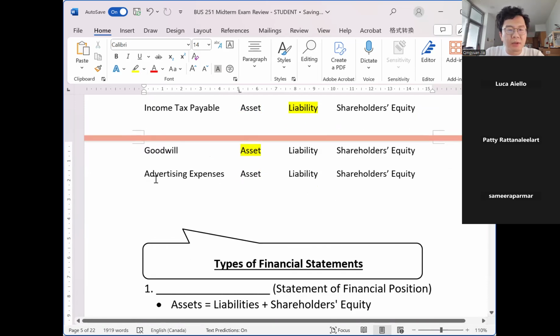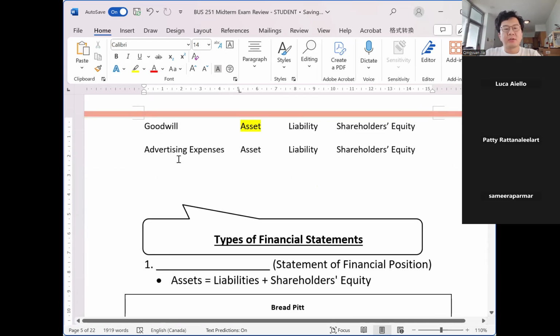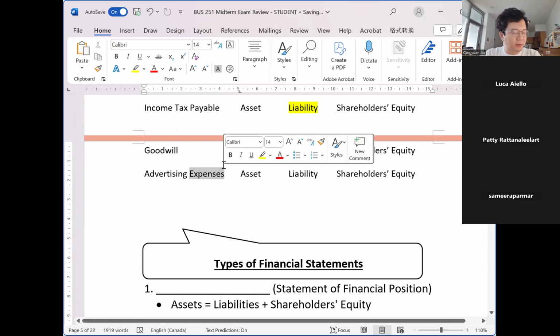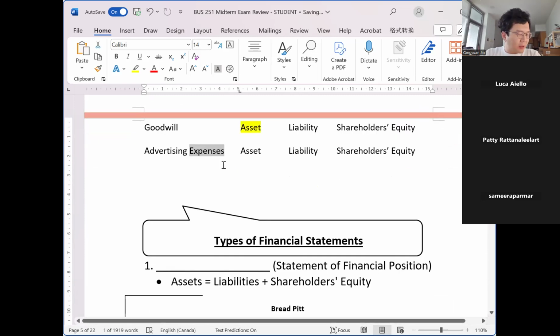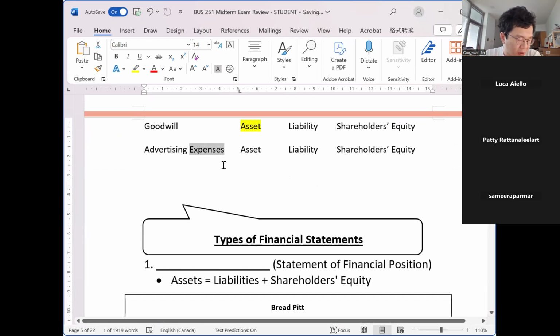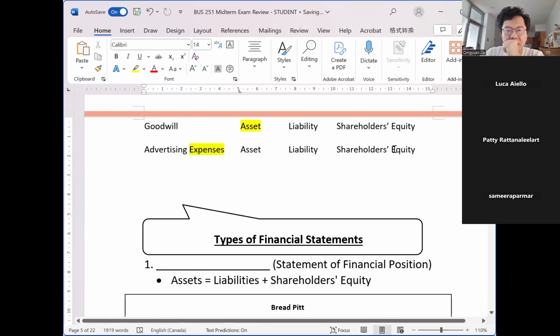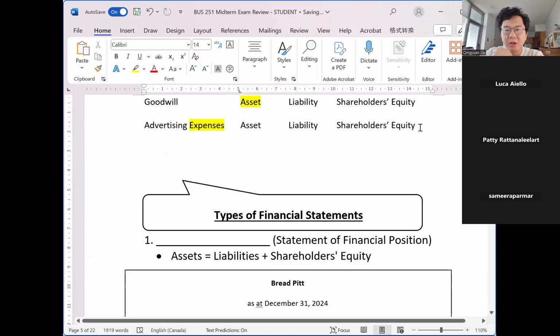And next one, advertising expenses. This one is a bit tricky here because this is an expense. It affects retained earnings, but it is not a direct shareholders' equity account. At the end of the day, it will affect the shareholders' equity, but it is an expense. It doesn't belong to any of these categories. It's not an asset, it's not a liability, and it's not shareholders' equity. It is an expense.